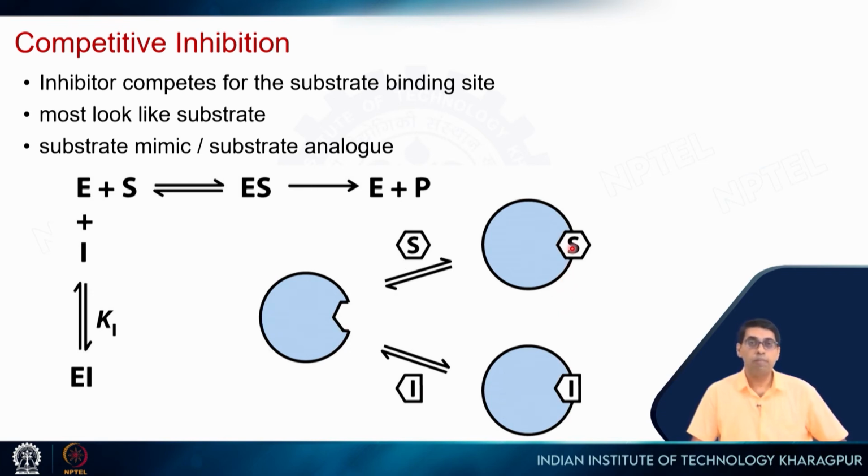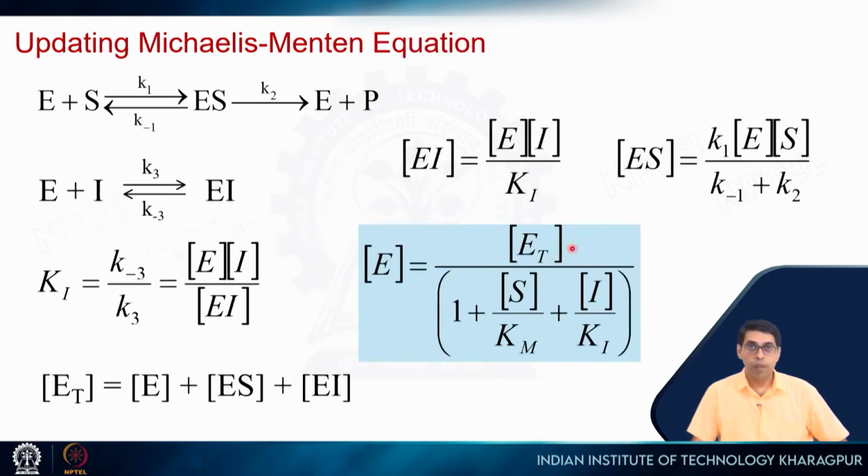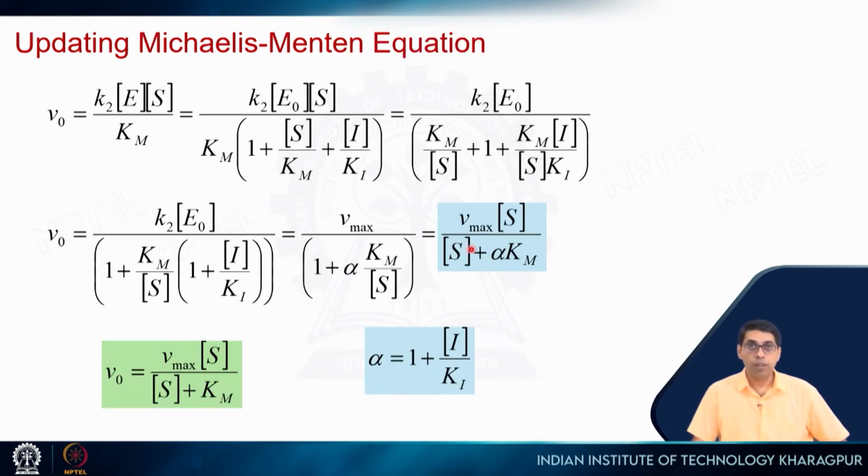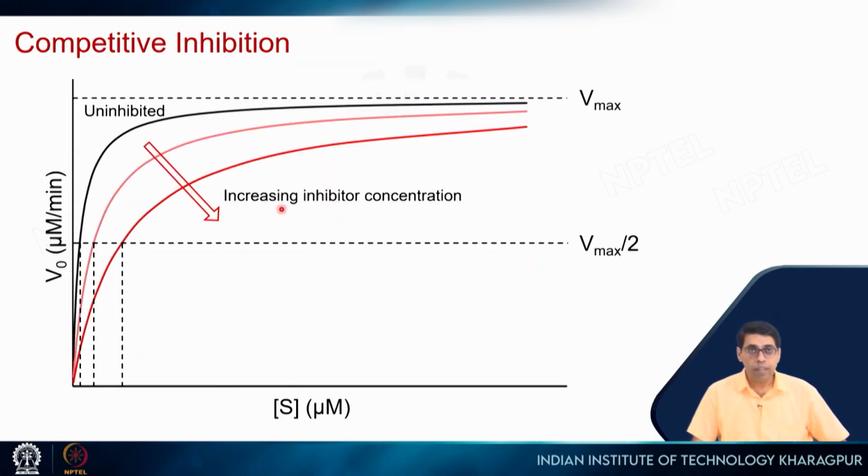So I can actually reach the Vmax value. So Vmax is not going to change, but I will need more substrate to reach that Vmax, right? Because I have to compete out I. So, my Km increases. And that we can see if we plot the Michaelis-Menten equation, where we are plotting V naught versus S.